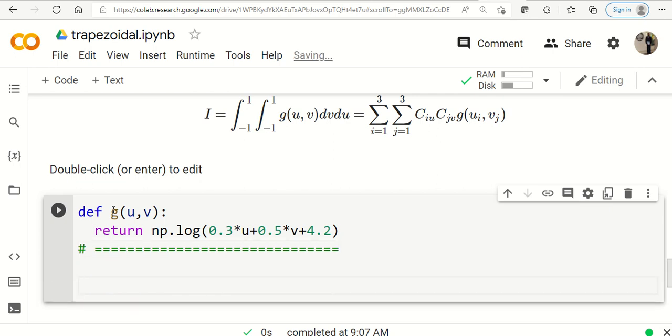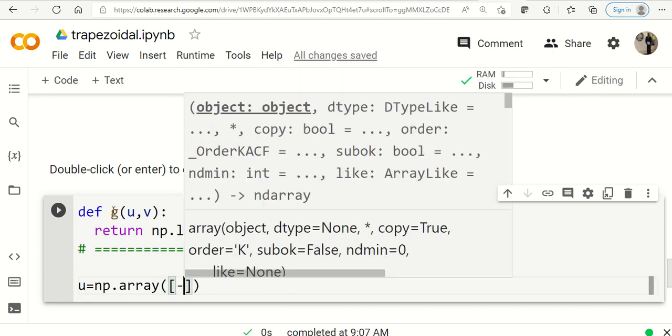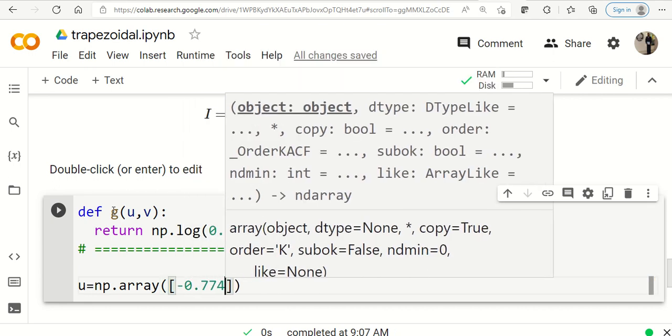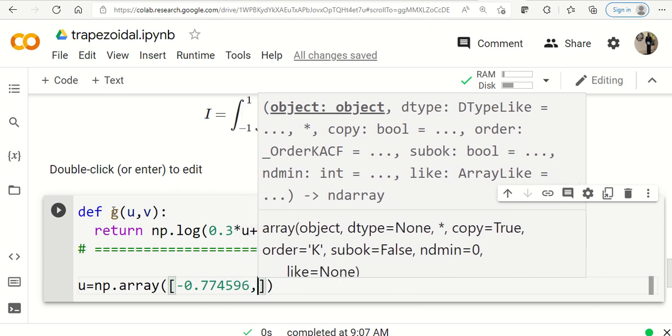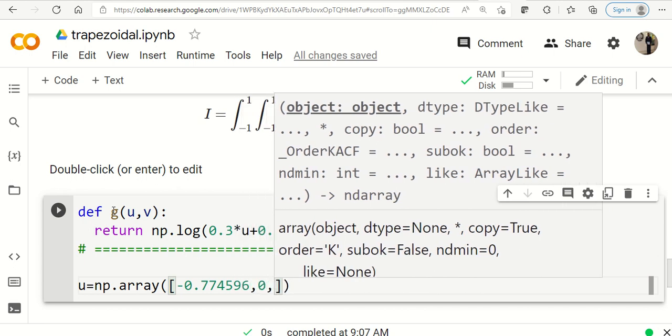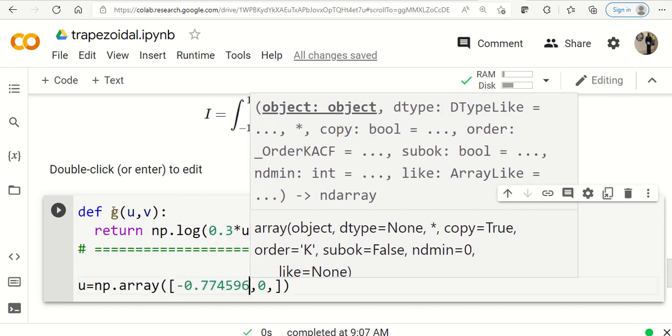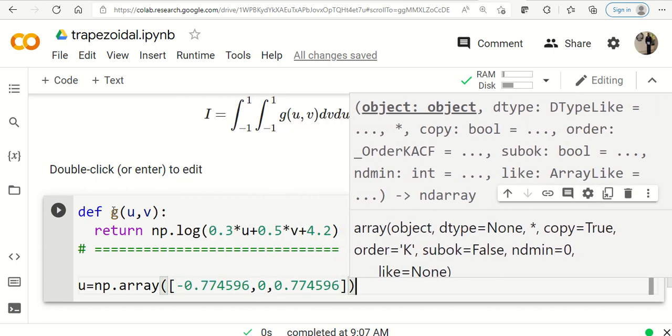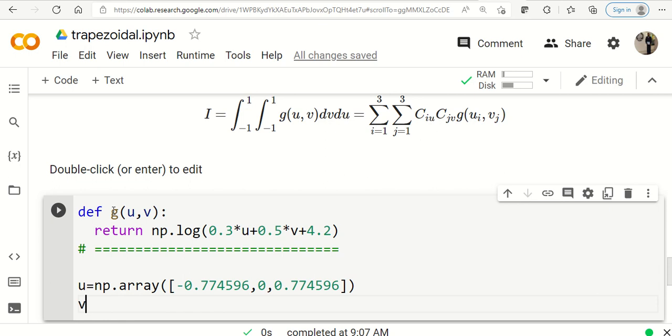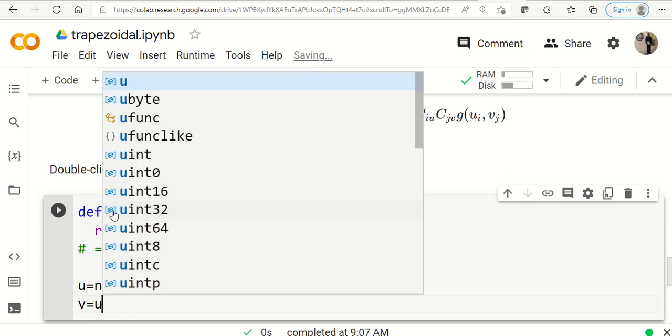Now I define the constants. I define u as a numpy array. I require 3 values, so it is -0.774596, and so on. This is from the table of Legendre coefficients for the Gauss-Legendre rule. These are symmetric values, and for this array, v is equal to u, right?